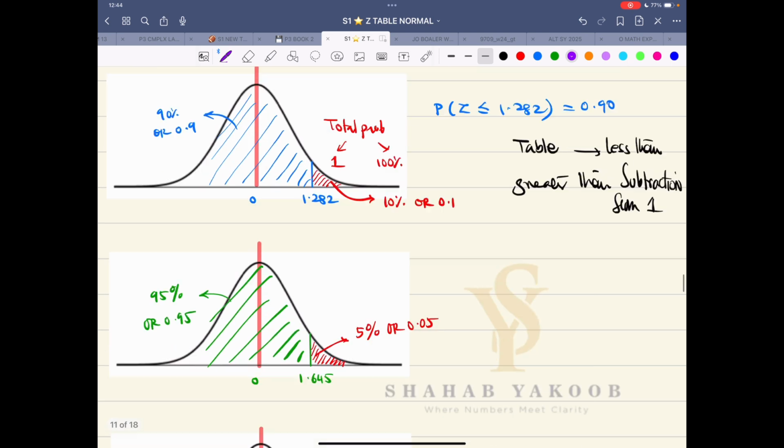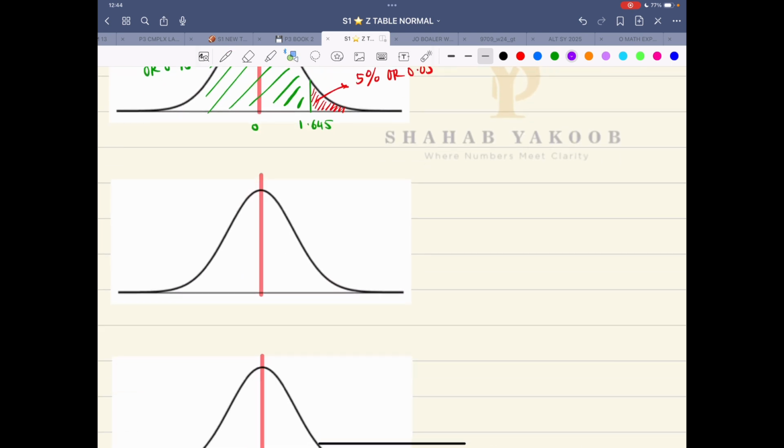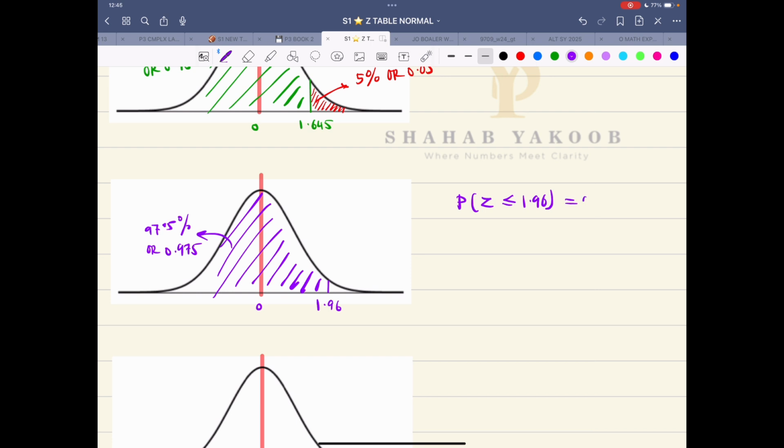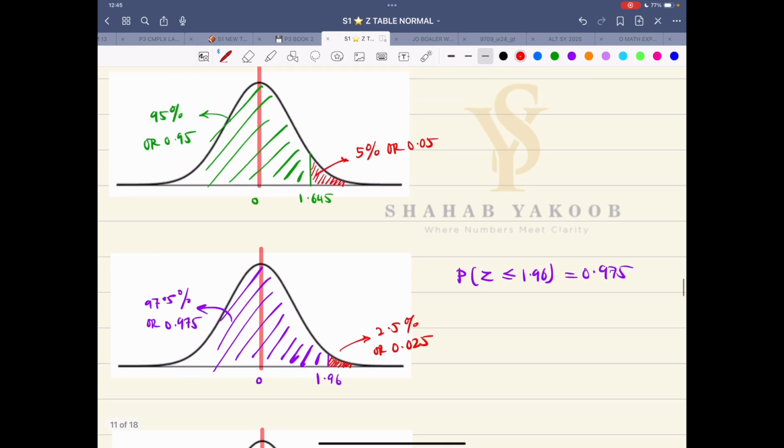Now let's focus on this one, the third one, 0.975 and 1.960. So let me write over here, draw this thing. Let me write 1.96, the z value, this is 0, and then over here this thing is being marked, and then I'm writing over here 97.5%, this point is there, or 0.975. That means probability z is less than or equal to 1.96 is 0.975. Now over here the red one again, how much is that? The red one is 2.5% or 0.025. So greater would be this thing.